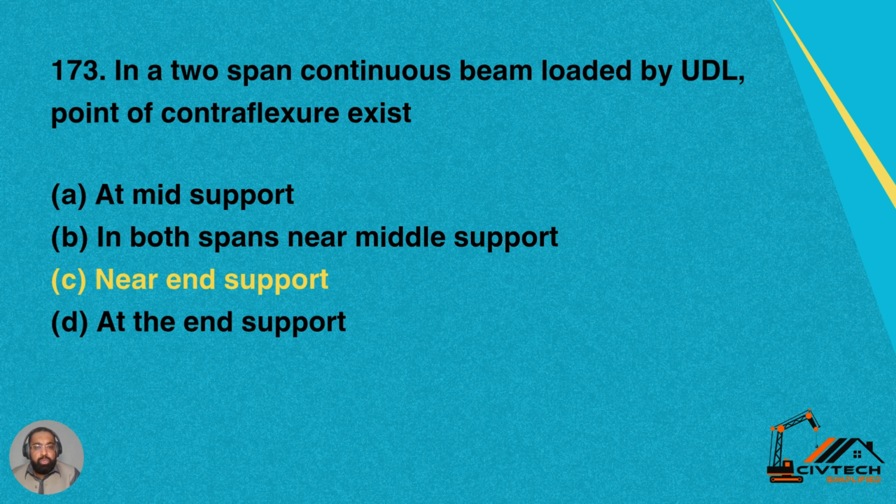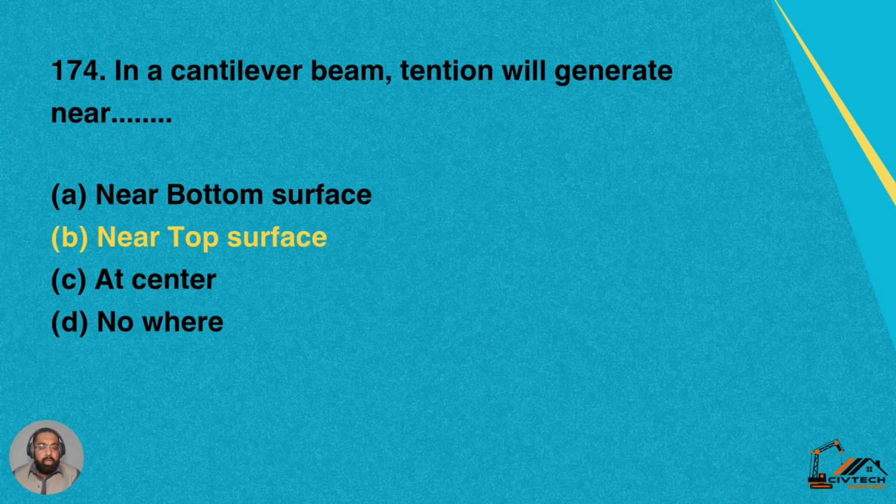Question number 173. In a two-span continuous beam loaded by uniformly distributed load, where does the point of contraflexure exist? Option A, at midspan. Option B, in both spans near midspan. Option C, near end support. Option D, at the far end support. So C is the correct answer. The point of contraflexure will exist near the end support. C is the correct answer for this question.